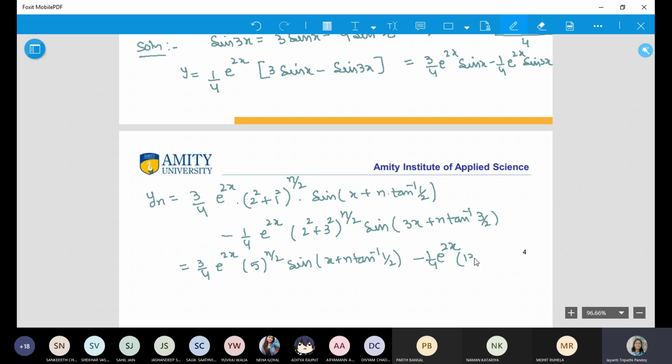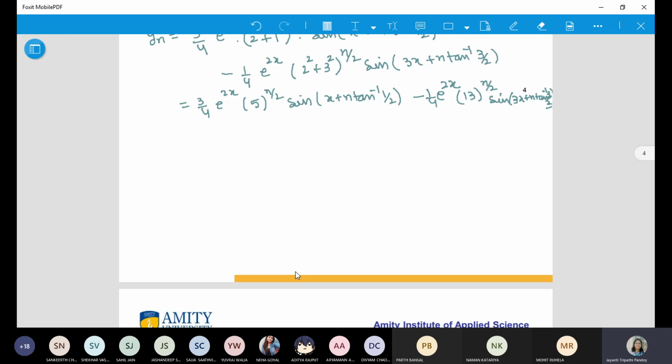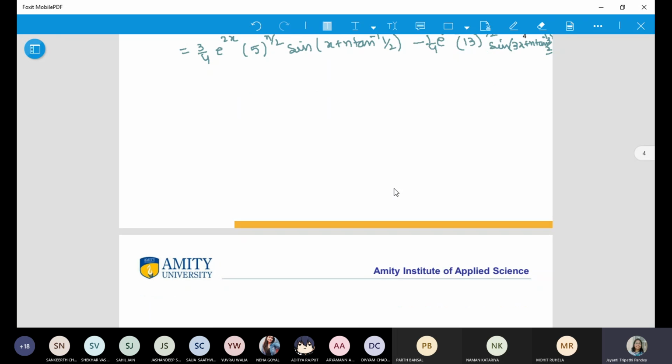Four plus nine is 13. Okay. There are many questions in which you will be using this formula directly. I want to take up one more question, rather two questions based on it. So let's try those kind of questions. Right, next question please.